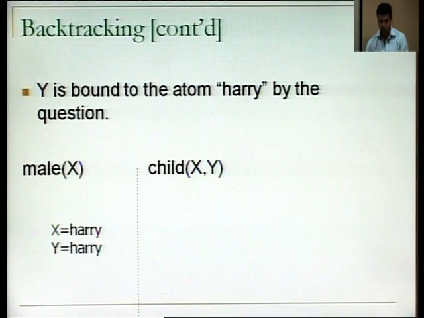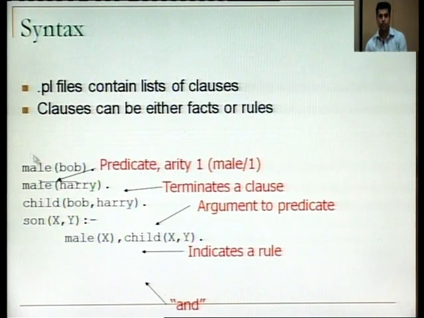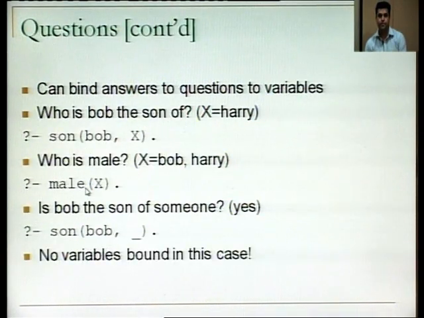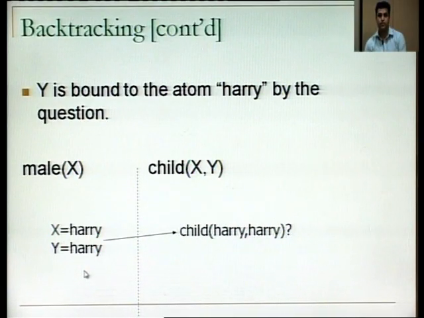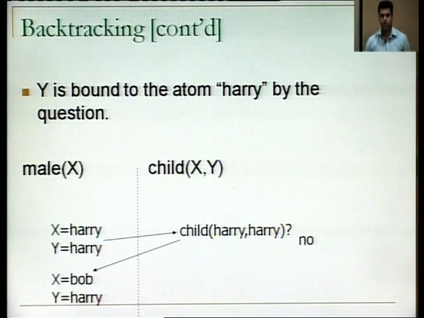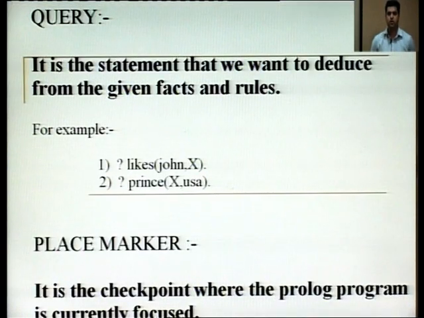If you go back to the program, here the value of male is either Bob or Harry. If the value of X is Harry and Y is also Harry, Harry is a child of Harry. No, logically this is incorrect, so the answer has to be no. If X is equal to Bob and Y is equal to Harry, Bob is a child of Harry. Okay, yes, it succeeds.